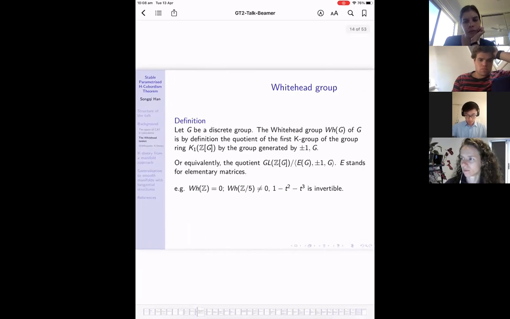So here are some examples. The Whitehead group of the integers is trivial because every Laurent polynomial is invertible if and only if it's plus or minus t to the n. However, there are some cases where the Whitehead group is non-trivial, for example, Z mod 5Z. Here we have a non-trivial unit, which is 1 minus t squared minus t cubed. You can check that it has an inverse.